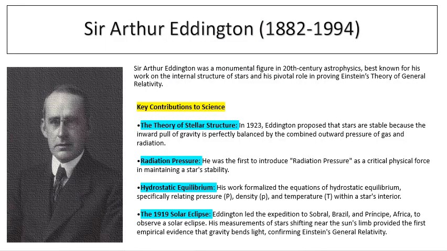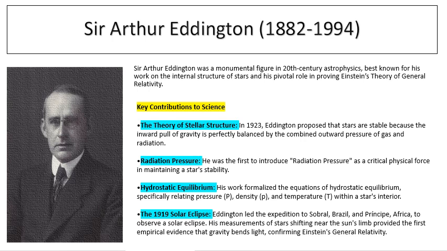In this slide, we're going to discuss Sir Arthur Eddington. He was a monumental figure in 20th century astrophysics and was best known for his work on the internal structure of these stars that we see in the sky. And he played a very pivotal role in proving the general theory of relativity that was published in 1915 by one and only Mr. Einstein. So this guy had a great role to play in the scientific world in the early 20th century.